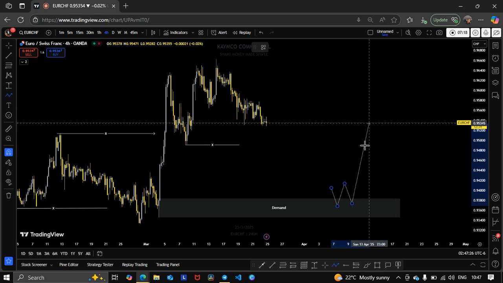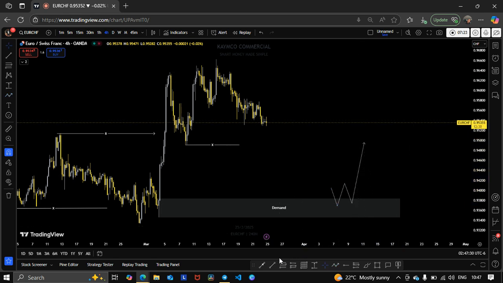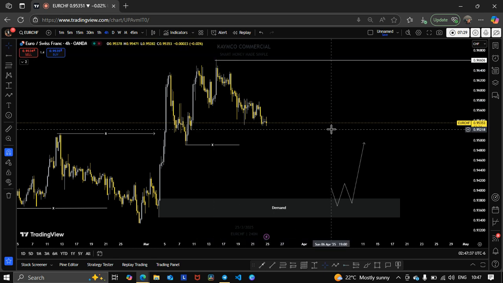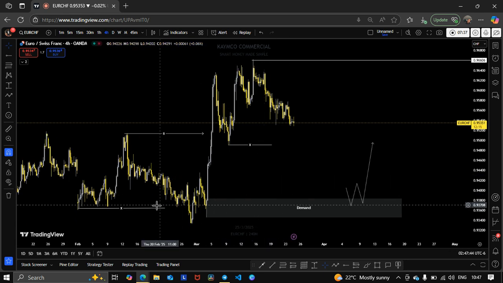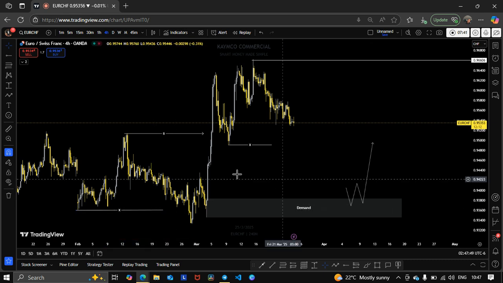Let me just show this. So this is what I'm hoping to see. So I'm planning to take an entry there and then take profits at that zone. So this is not trading advice or any financial advice for that matter. I'm just analyzing, doing my thing, and everyone who's watching might see points here and there.